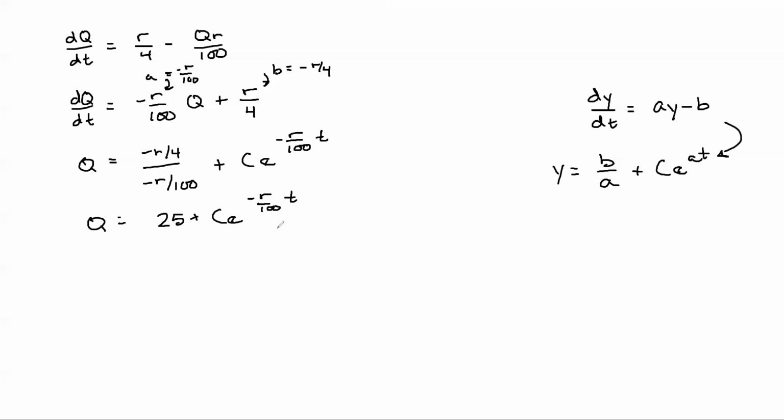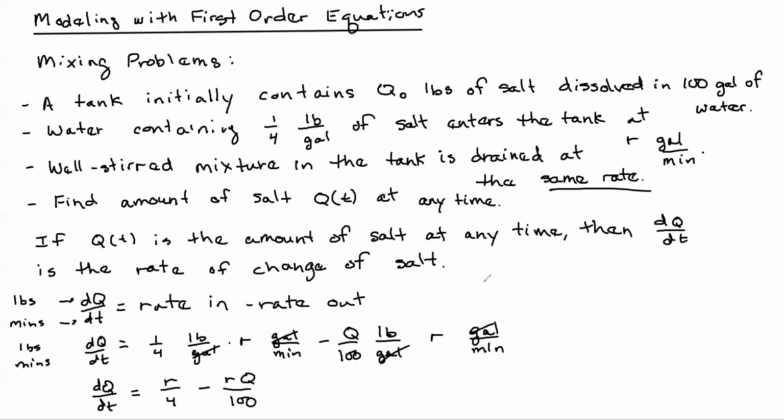However, we do have more information here that we could combine into this. We could actually solve for C, because if you look back at this problem, they did give us an initial condition, right? So if you look at everything that we've used, we used the rate in from this sentence here. We used the rate out from this sentence. We used the sentence that told us that Q was the amount of salt at any time. We have not yet used the fact that the tank initially contains Q naught pounds of salt.